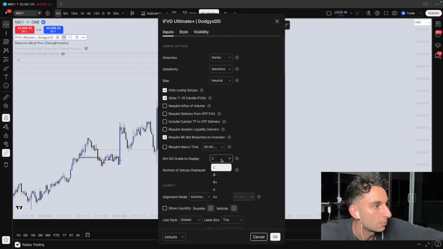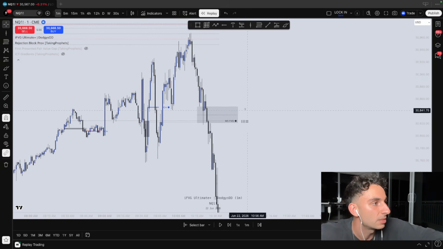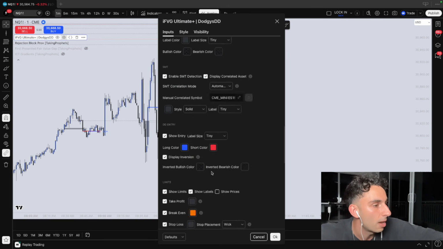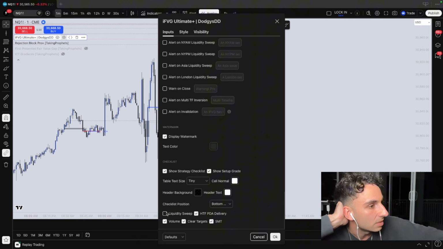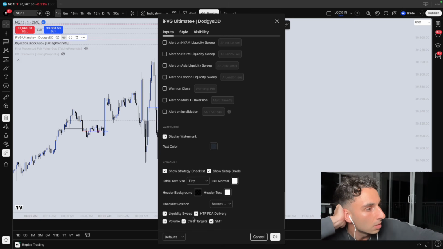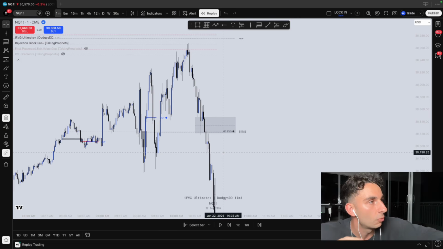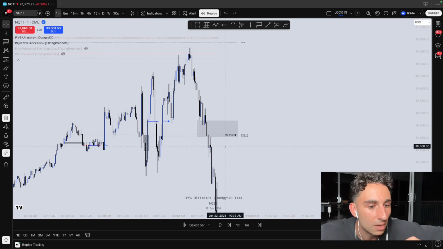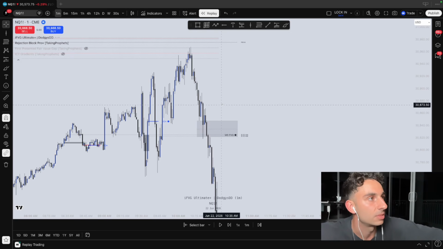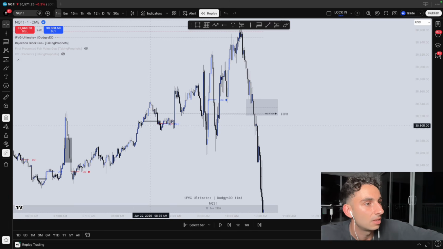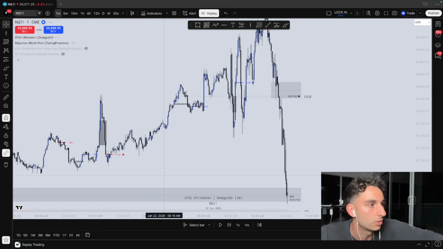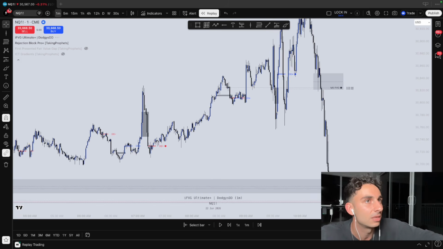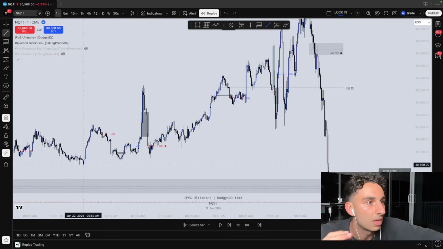Minimum DD grade to display. This basically goes off the checklist, right? The problem with the checklist, I'm going to pull it up really quick, is that it is super mechanical. The way you want to be using this indicator, and I've said it in multiple videos now, really depends on where the liquidity is. You really want to know where the draw on liquidity is. That's what's going to make this indicator absolutely amazing for you guys.